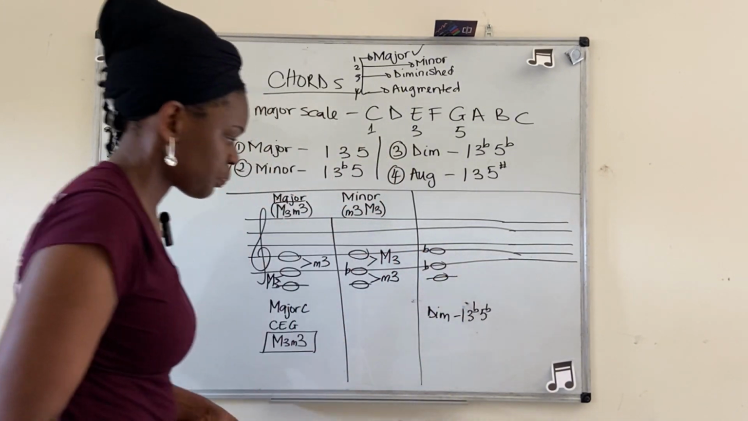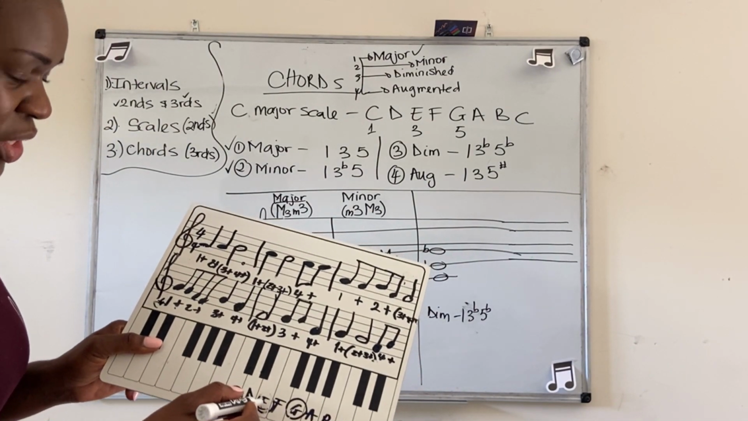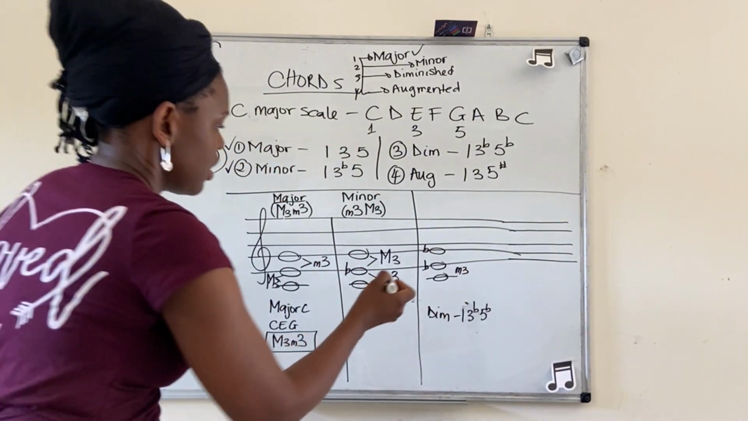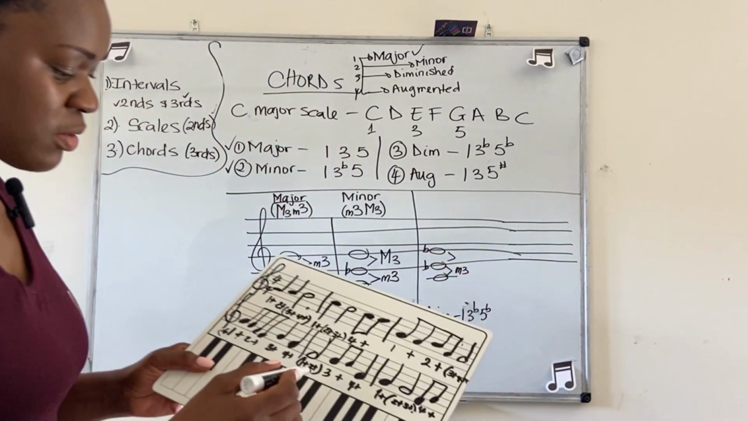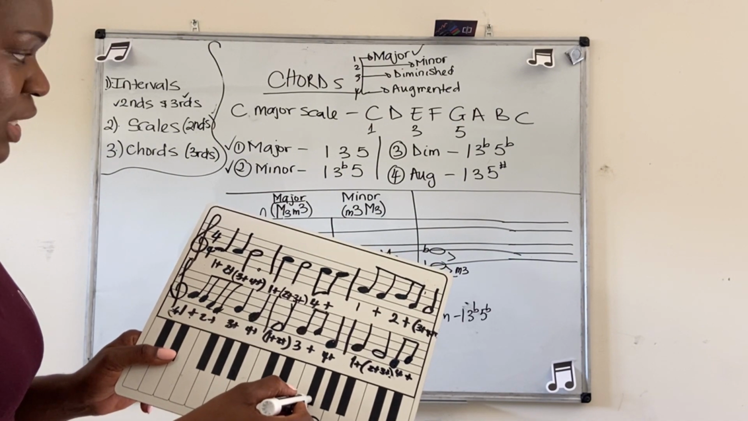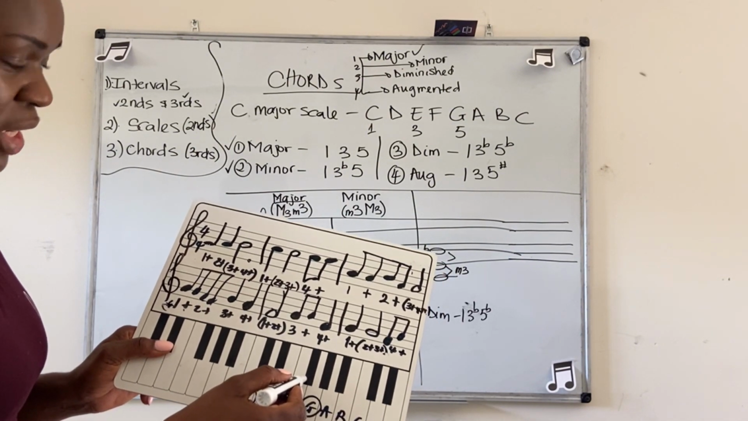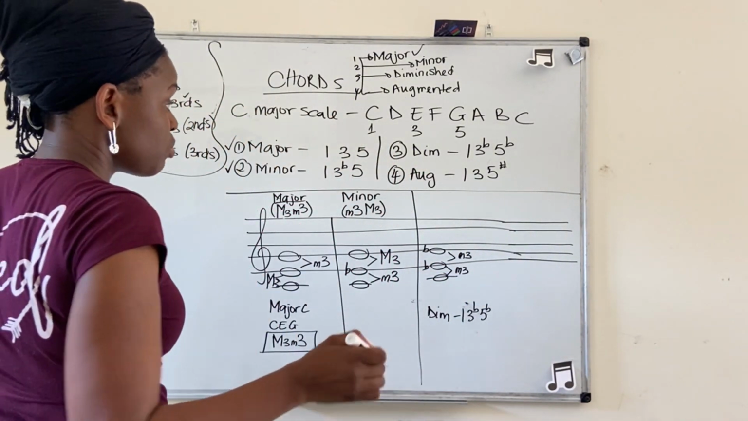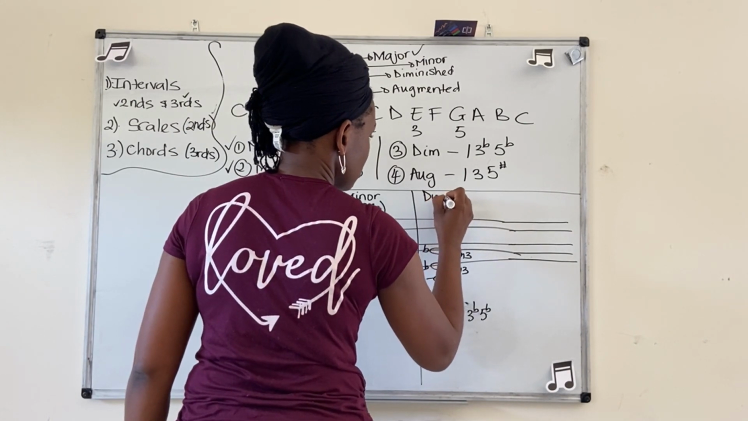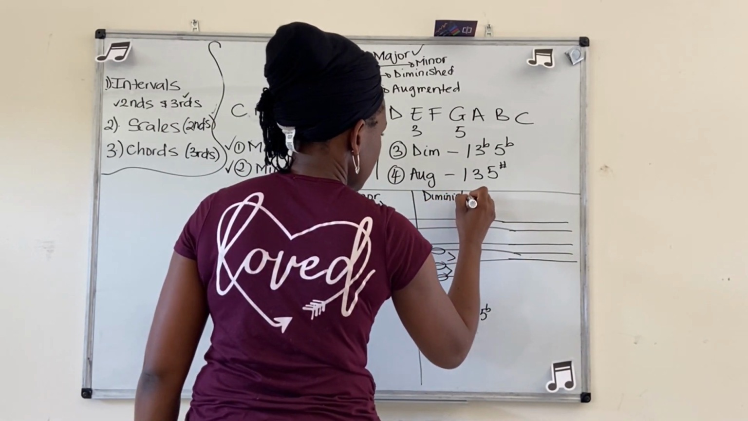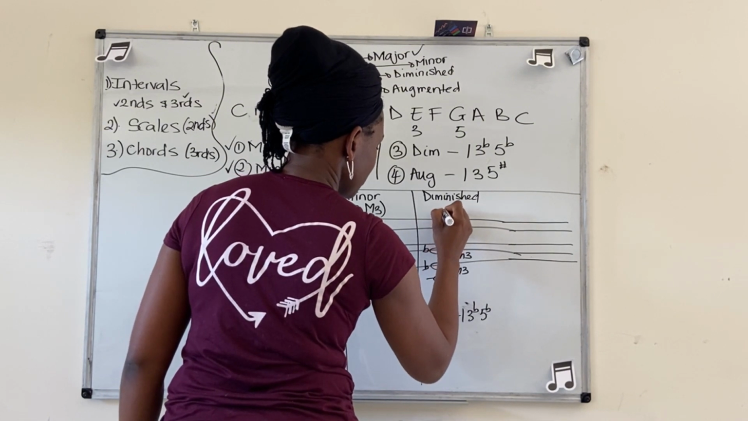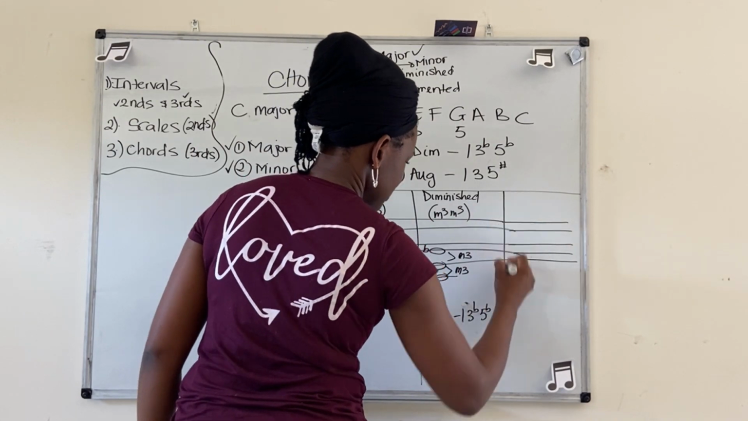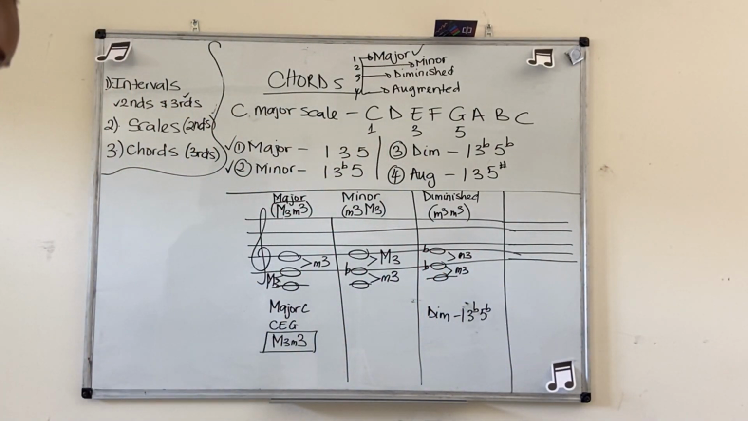What does that give us? Our C to E flat, we already saw it here. It gives us a minor third here. And now let's look at it from our E flat to G flat: 1, 2, 3. So it's a minor third. So when we look at the formula for the diminished, it will be minor third and minor third. That's it for the diminished chord.